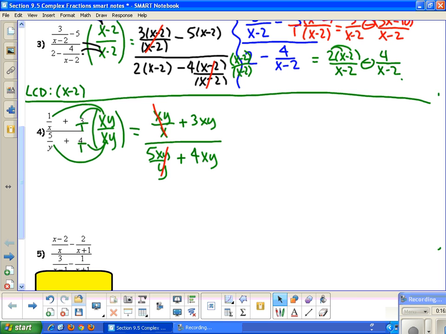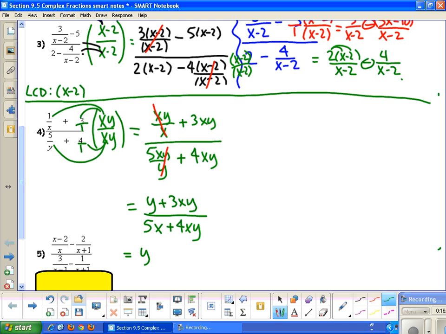So now that I did that, then I can get in my numerator y plus 3xy over my denominator, which would be 5x plus 4xy. And I can actually factor out y in my numerator. So I'm going to factor, see if I can simplify anything. So this would be y times 1 plus 3x over, and then my denominator I would get x times 5 plus 4y. So that doesn't cancel anything out. So because nothing cancels out there, I'm going to leave this as my answer.